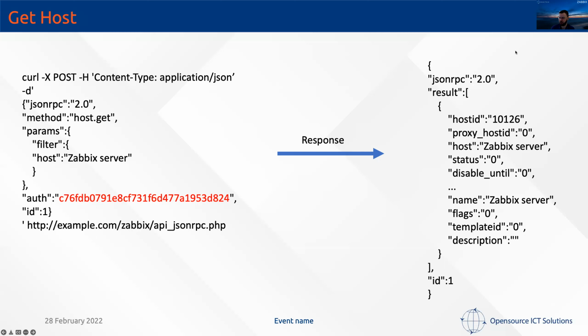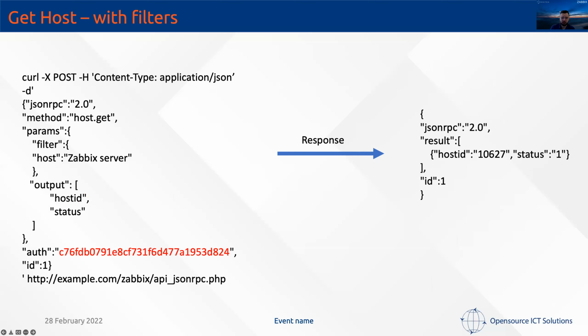The response will then also be in a JSON format. In this case, we'll get the host ID and any of the other information, like is it enabled, what is the status, what template is hooked up, what's the description for this host, etc. in the JSON response for the host Zabbix server as requested per the filters.